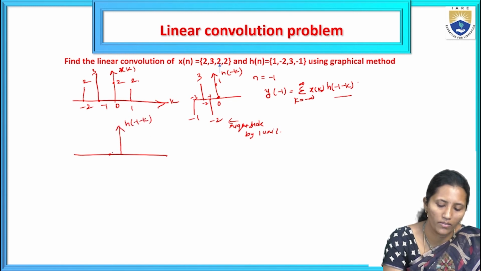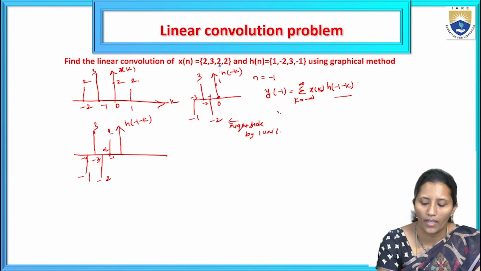So here I am going to get h of minus 1 minus k by shifting the sample values. So the 0th sample will come here. 1. This is minus 2. 3. Minus 1, minus 2, minus 3. And at minus 4 we will give the minus 1.